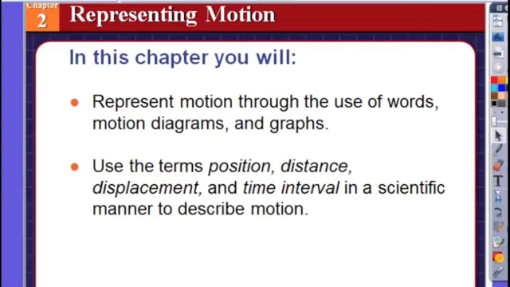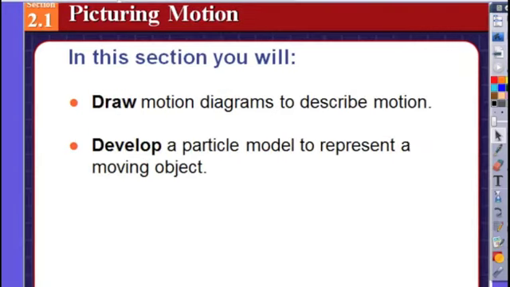But typically what we do in physics is we start with the least complicated situation of motion, and then we gradually add complexity to that simple model. We're going to be doing that with motion, and we're going to be starting with motion in a straight line. So in this section, what we're going to be doing is learning how to draw motion diagrams to describe motion, and then develop something called a particle model to represent a moving object. And then from there, we're going to be able to answer some questions about the object in motion. Questions like where and when.